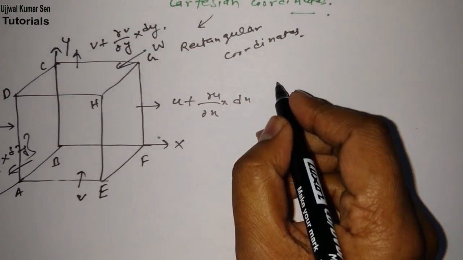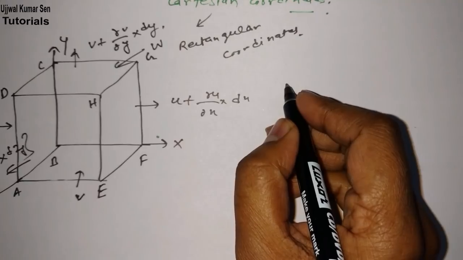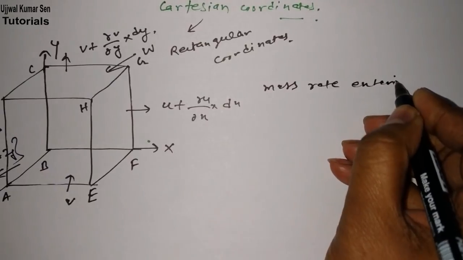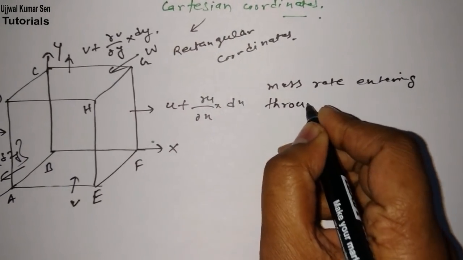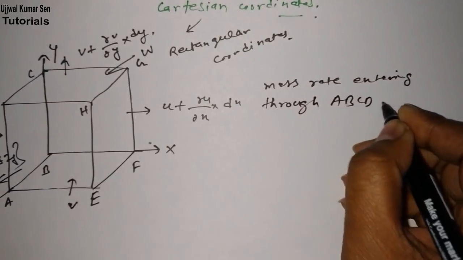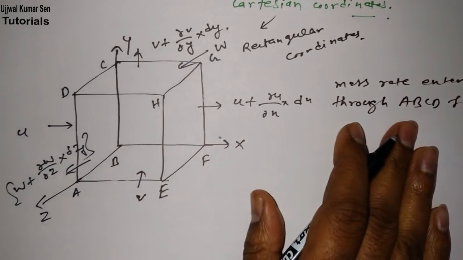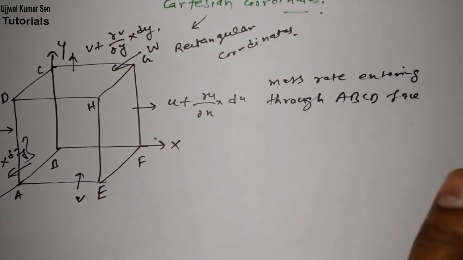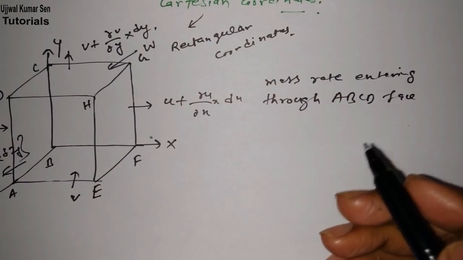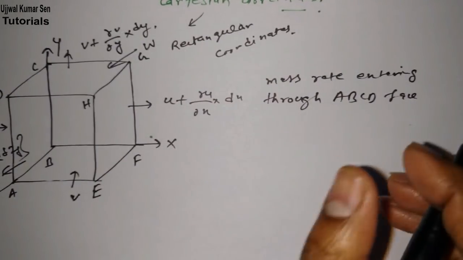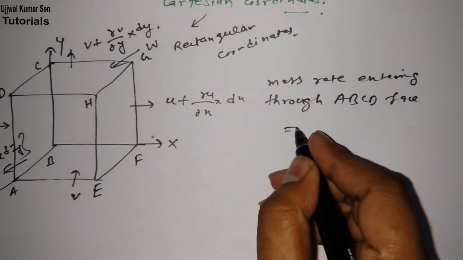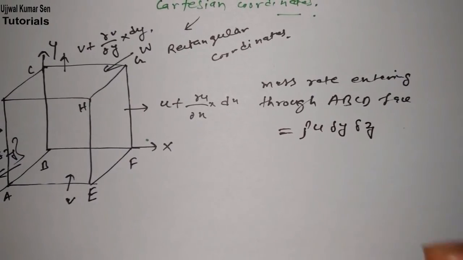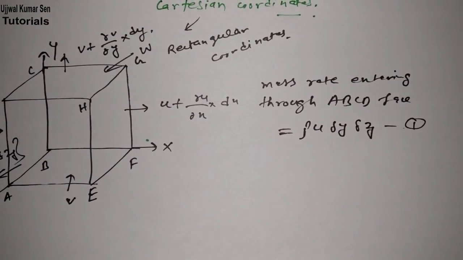Now we need to find the mass rate entering through the ABCD face. Look at this ABCD face, where the mass rate is entering; we are relating things with time also. So it is density, rho, times u times del y del z. Suppose that this is equation 1.